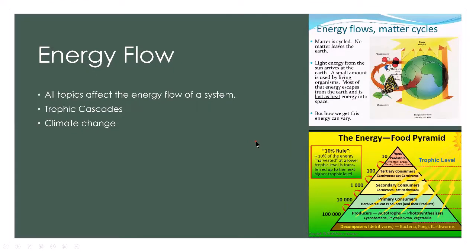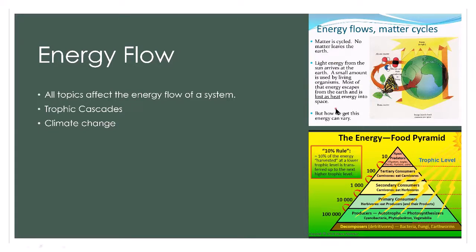All right. The third type of ecological process is energy flow. Now, all topics affect the energy flow of a system. I don't care what topic you have, you can choose energy flow as part of your ecological process, because any kind of environmental problem affects how energy flows through that system. And essentially, energy flow is how matter is cycled through that ecosystem.